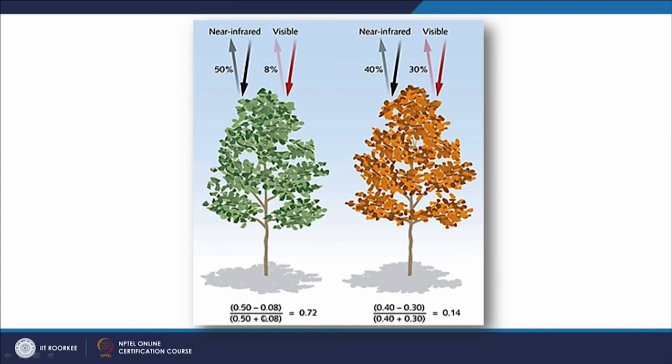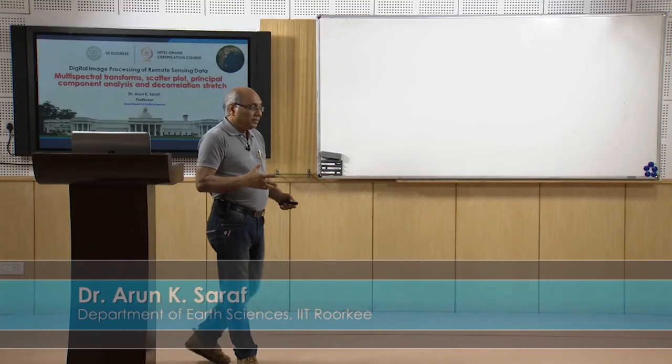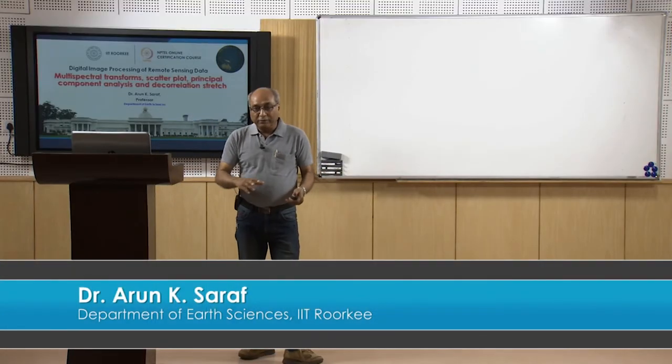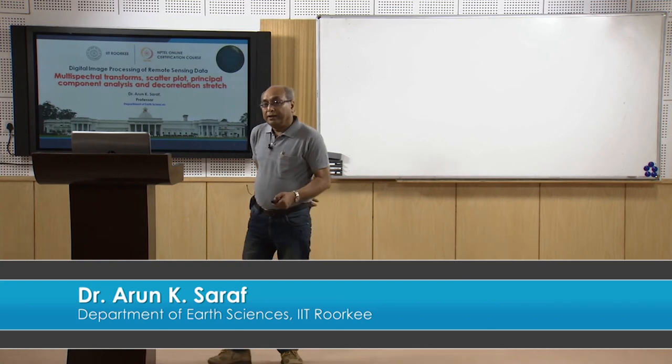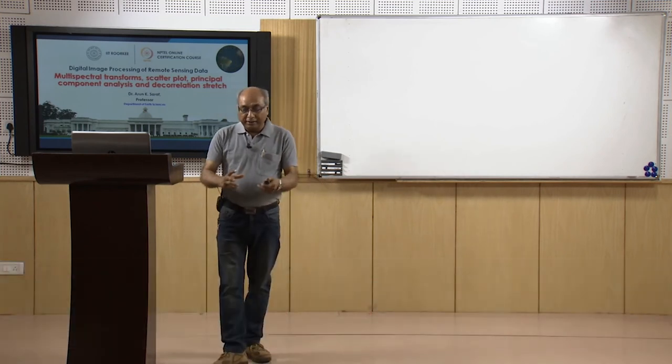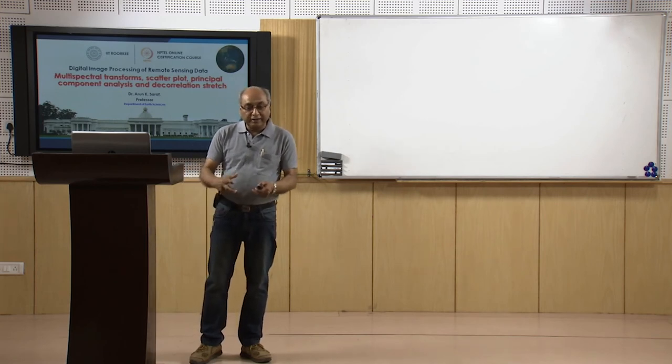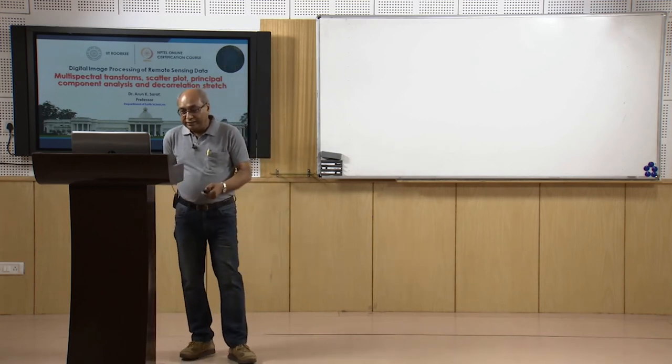And if we see the ratios, this healthy vegetation ratio is 0.72, whereas in case of unhealthy vegetation, vegetation under distress, it is just 0.14. So that's the advantage: you can assess in a vegetated area the vegetation which is suffering from stress, and the discrimination between healthy vegetation and vegetation suffering from stress will be enhanced, as we can see here.